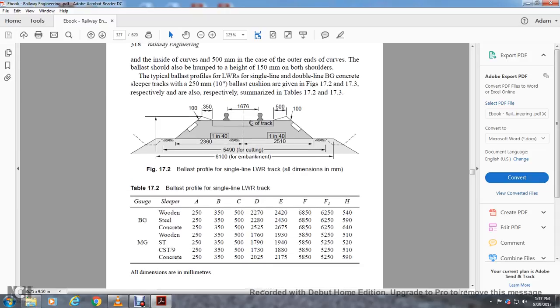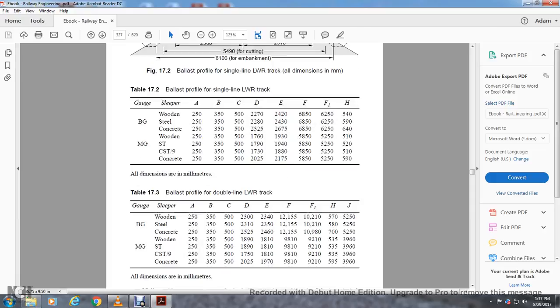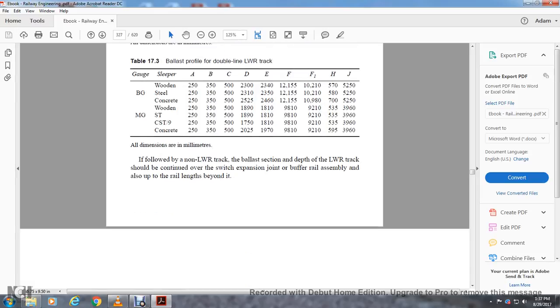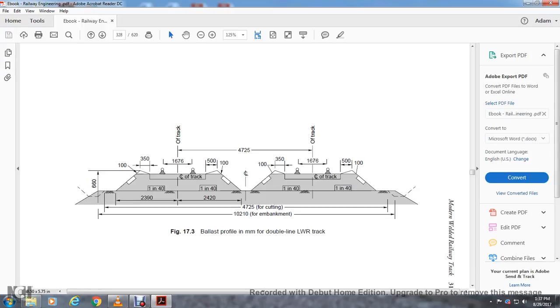Ballast profile, single line, broad gauge, wood and steel, concrete, wood, meter gauge, ST, CTS, and concrete. Ballast profile, double line, weld track, broad gauge, wood, steel, concrete, wood, and meter gauge, ST, CTS 9, and concrete, as followed in non-long welded rail track. The ballast section of the long welded rail track should be continued over the switch expansion joint, buffer and assembly. Also use the rail lengths beyond it.